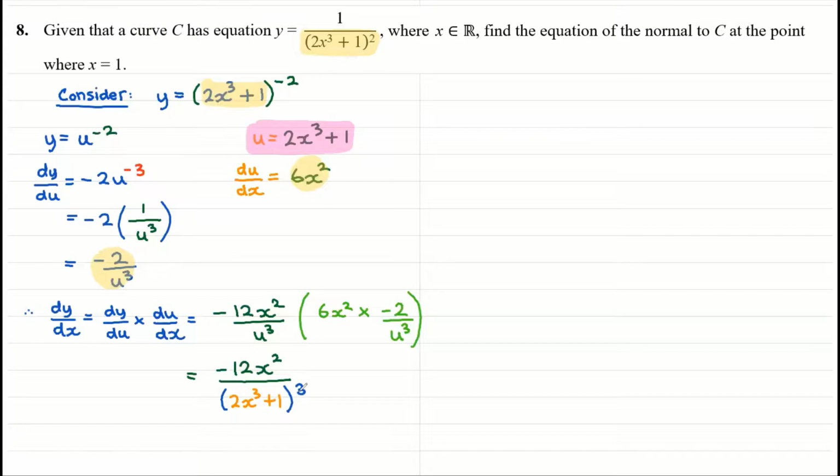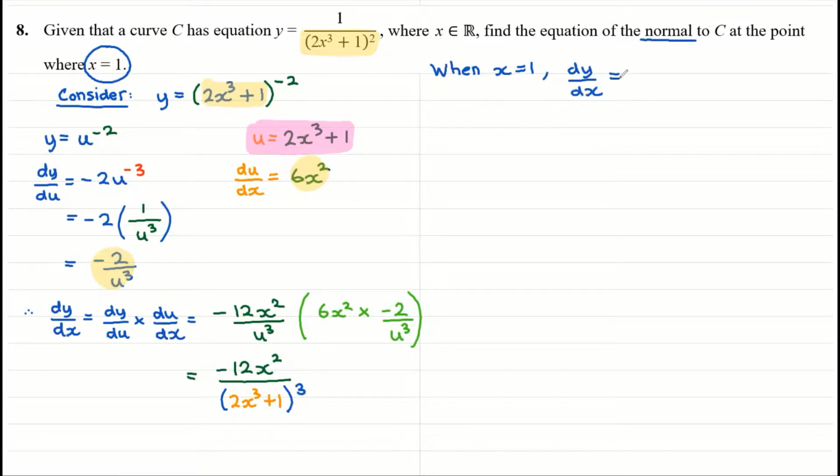Okay, now why do we need the derivative? Well, this time we're going to find the equation of the normal to the curve at the point where x is equal to 1. Okay, so there's key information there. So we need to find the gradient of the curve when x equals 1, and then we can find the normal. So when x is equal to 1, what's the value of dy by dx?